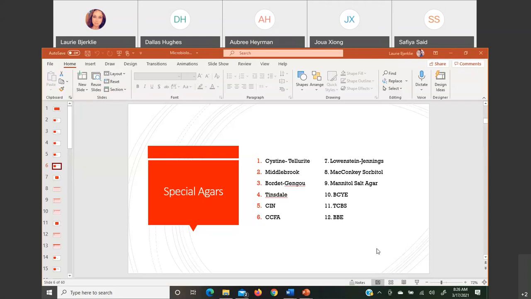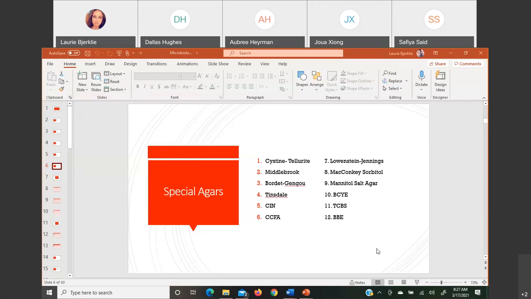CCFA. I always think people are not going to remember this one, but you guys do really well with it. It is C. diff, Clostridium difficile. And so C. diff will be yellow colonies when it grows on CCFA. Of course, in the micro world, we don't really grow out Clostridium difficile. There are kit tests, or molecular is the most popular way to detect C. diff, looking for the toxins that it produces.